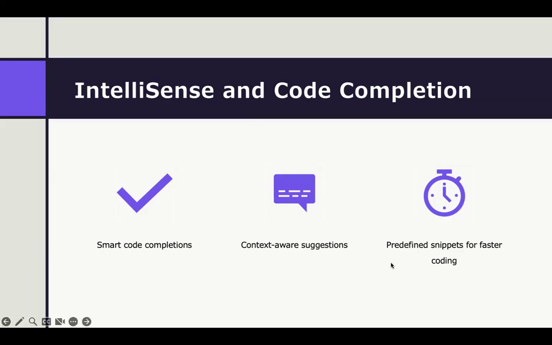And as I said, predefined snippets for faster coding, that just means that if you want to create a class in Java, for example, you know that you have to write all of these large statements such as public, class, and then public static void main. It can automatically fill it out for you, so you do not have to type all of that over and over again.